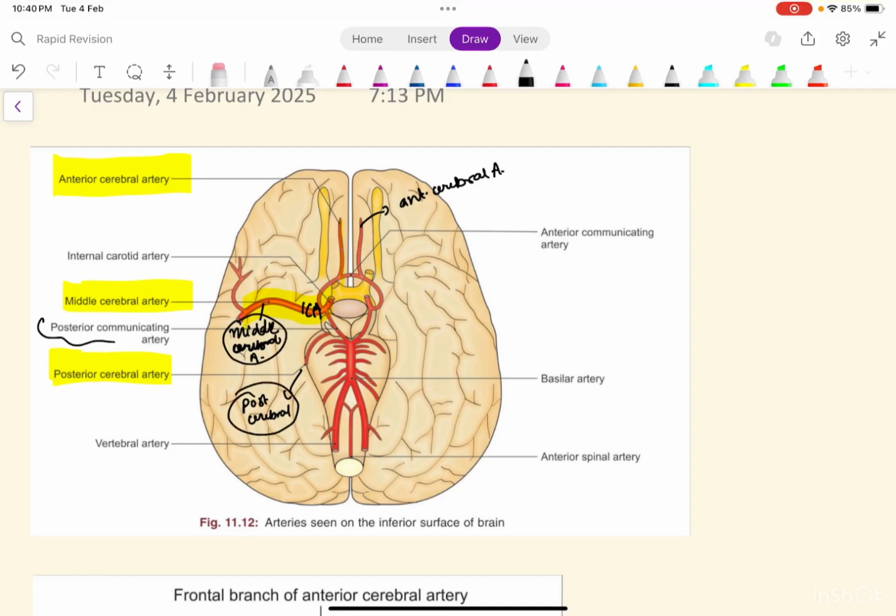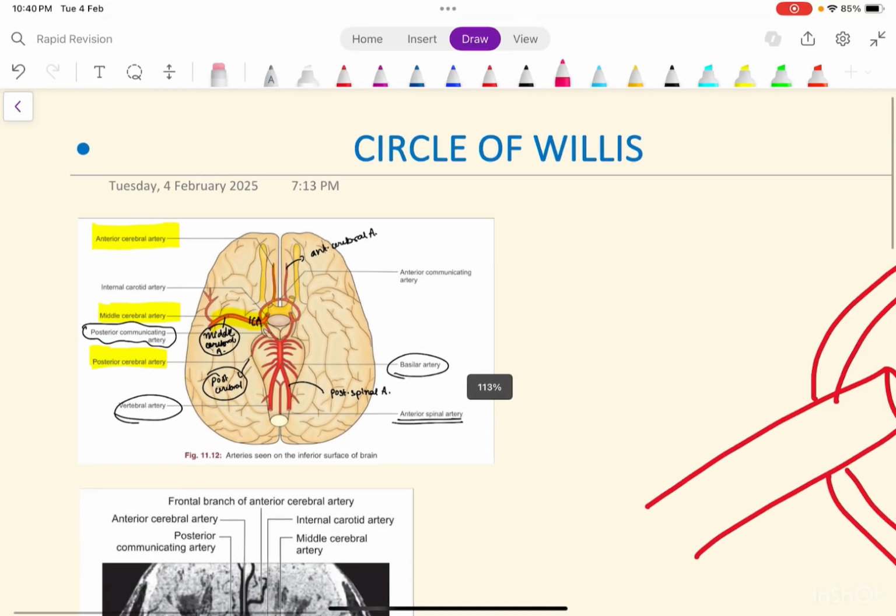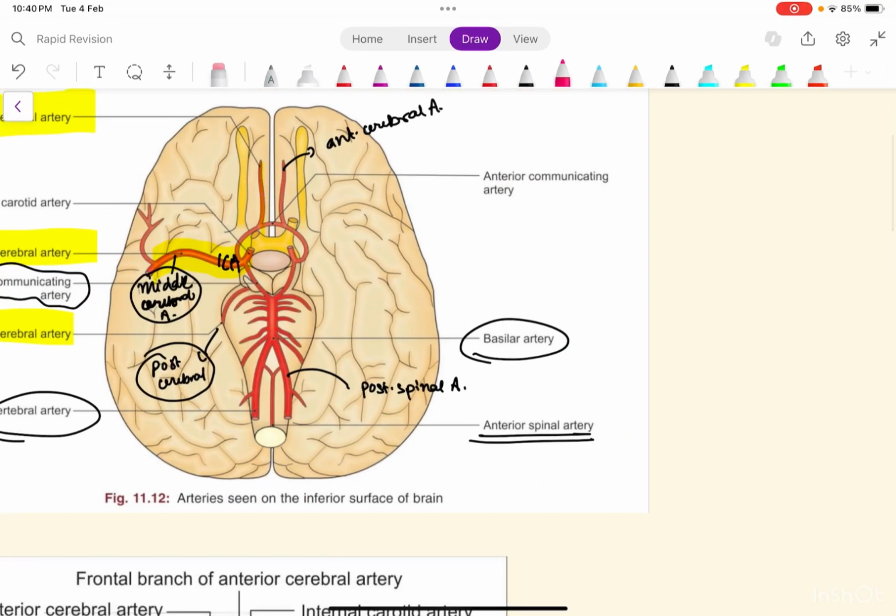The one which joins the middle cerebral artery and posterior cerebral artery is our posterior communicating artery. All right, then below we have the basilar artery, which is further the vertebral artery and anterior spinal artery. Outside we have the posterior spinal artery. Now if I ask you one more thing, near the middle one you had the anterior choroidal.